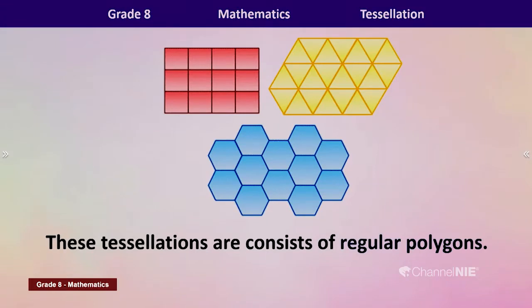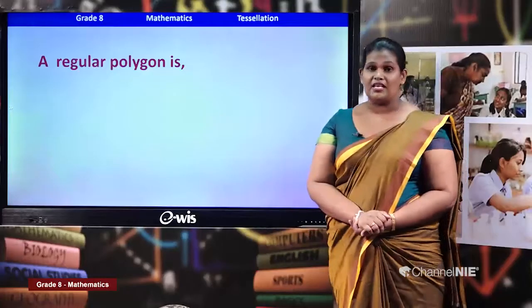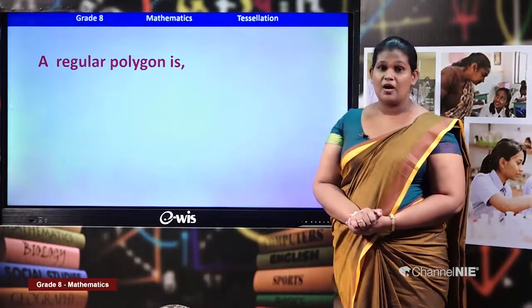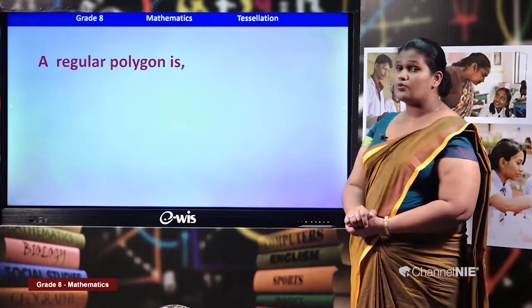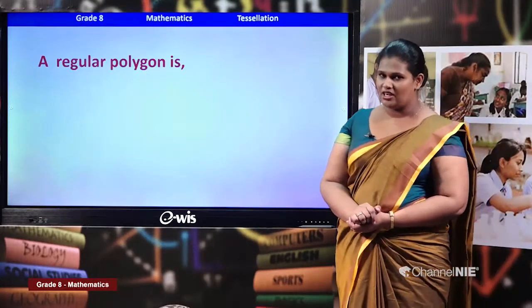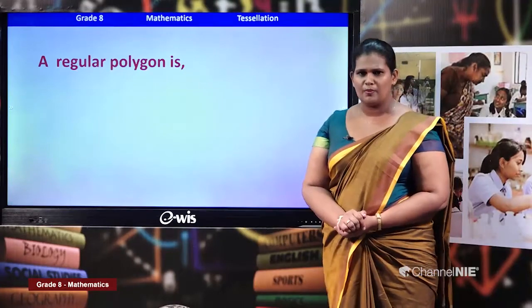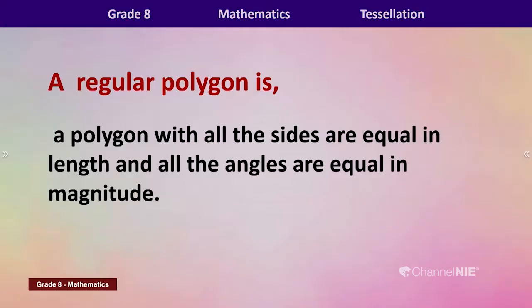Right. Now, from this point onwards, we are going to move on to the grade 8 lesson. Before learning about the other two types of tessellation, I want you to know about what regular polygons are. You have already learned that, but we'll recall the memory. What is a regular polygon? We can define a regular polygon as a polygon with all the sides equal in length and all the angles equal in magnitude.